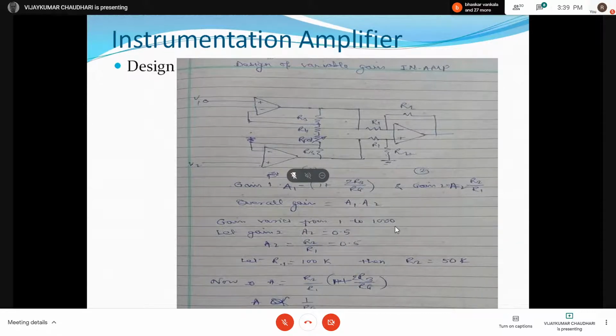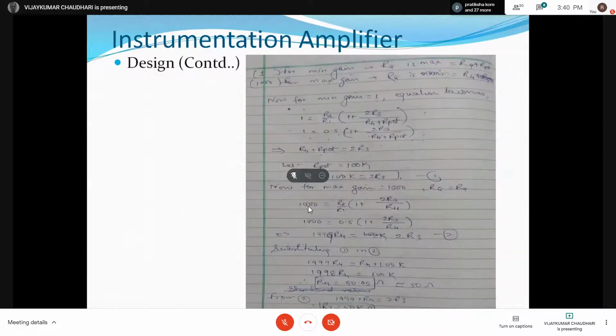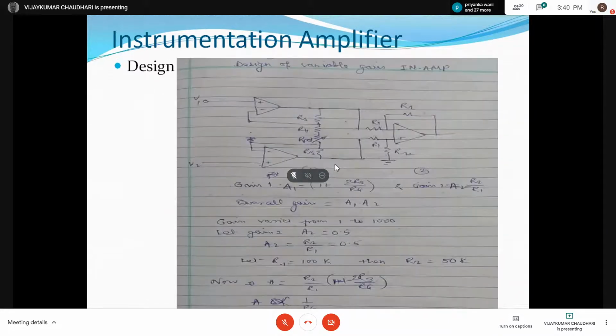I am assuming it. Okay, so further, the overall gain is inversely proportional to Rg because Rg is the denominator. As Rg increases, A1 decreases. Rg decreases, A1 increases, and therefore overall gain A1 into A2 will also change. Right? So there will be two extreme gains. What we are designing for is 1 to 1000. So minimum gain is 1 and maximum gain is 1000. Are you getting me? Minimum gain is 1 and maximum gain is 1000.